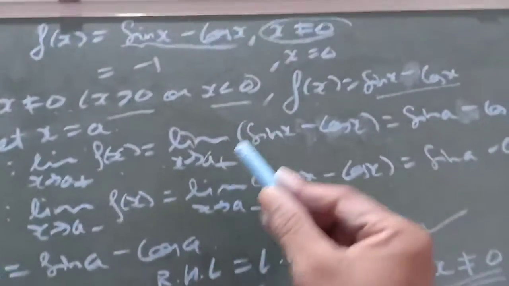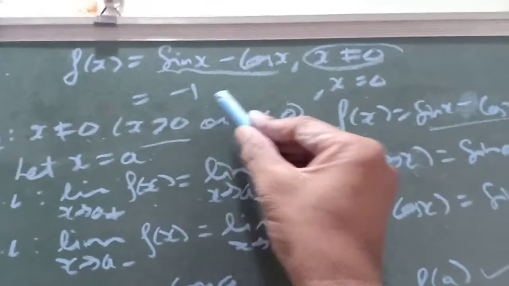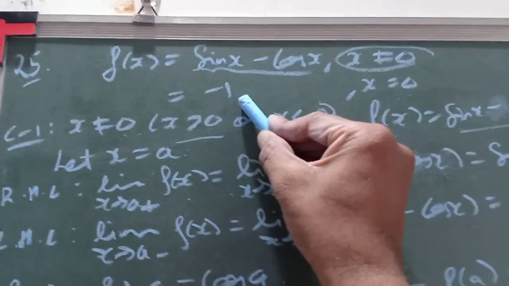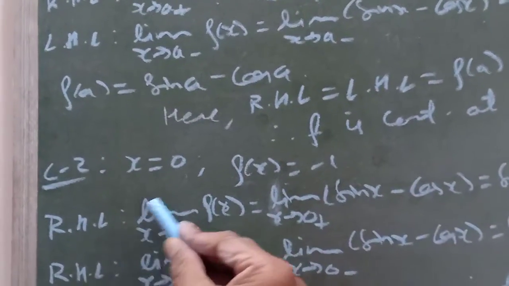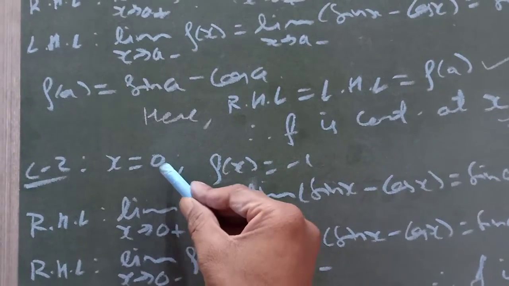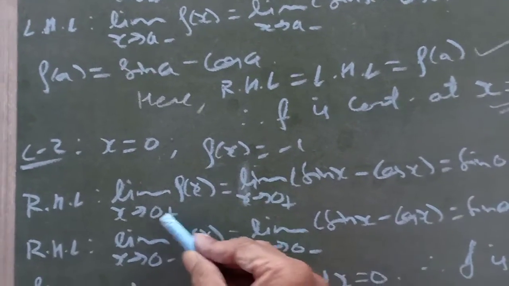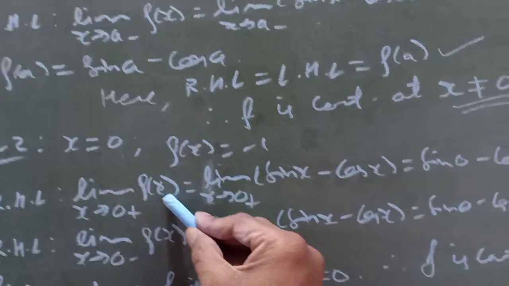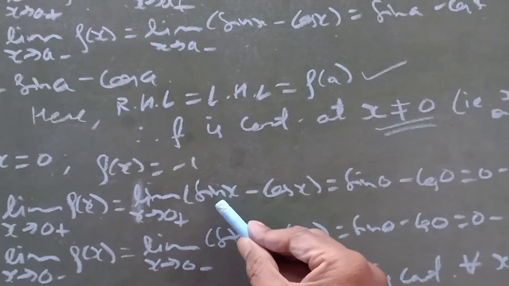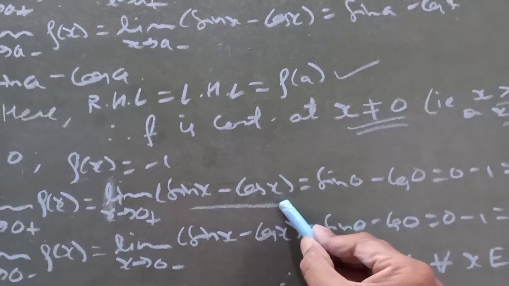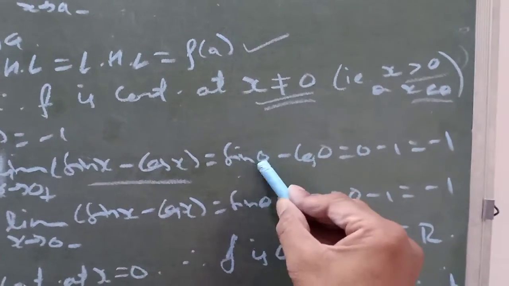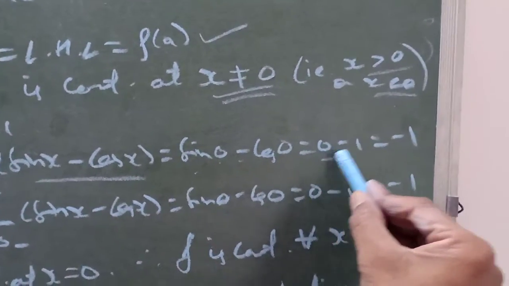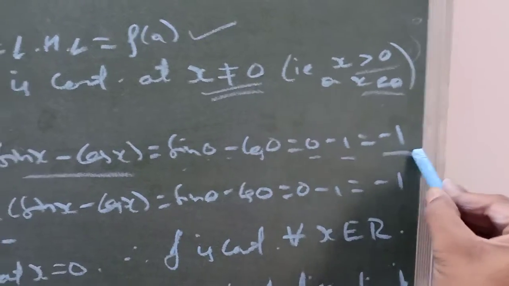When x equals 0, what is the function? Minus 1. f(x) equal to minus 1. Now the right hand limit, limit x tends to 0 plus, we want to check for 0, so 0 plus and 0 minus we will see. Limit x tends to 0 plus f(x): when x is not equal to 0, the function is sin x minus cos x. In place of x you put 0, after applying the working rule, sin 0 minus cos 0. Sin 0 is 0, minus cos 0 is 1, so 0 minus 1 is minus 1.